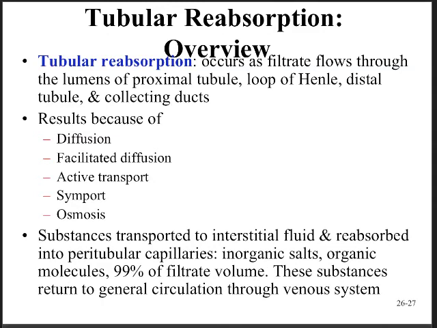Substances that are transported to the interstitial fluid and reabsorbed into the peritubular capillaries include inorganic salts, organic molecules, and 99% of the filtrate volume. These substances return to the general circulation through the venous system. If this didn't happen, we would lose so much fluid just through simple processing of the blood volume that we would dehydrate very, very quickly.